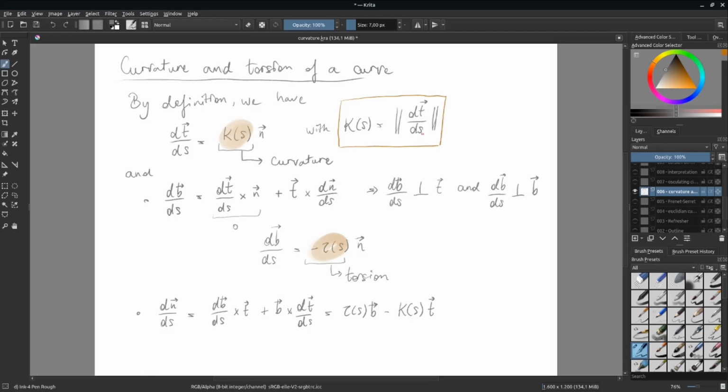If you do a similar thing for the binormal vector, you find that it's also proportional to the normal vector, and we'll call that one the torsion. And then if you look at the derivative of the normal vector, you get that it's equal to the torsion times B minus the curvature times T. So it's nice because we actually have a set of differential equations for these three vectors.